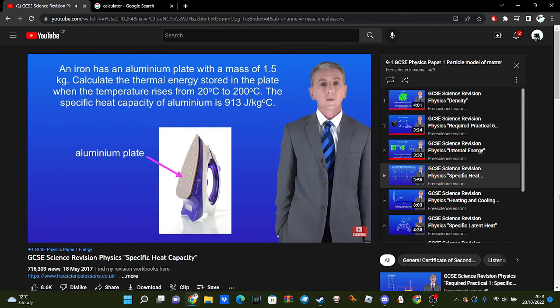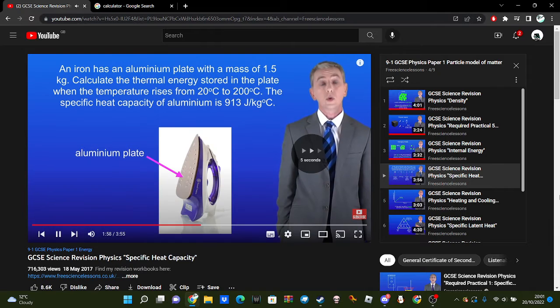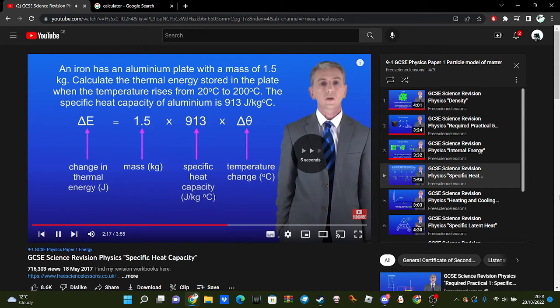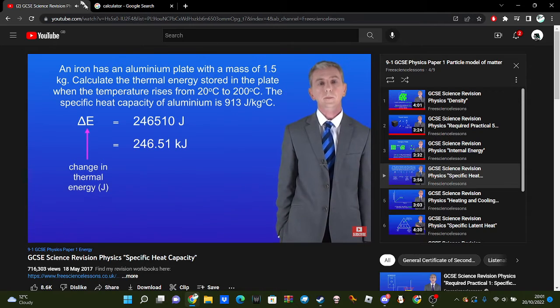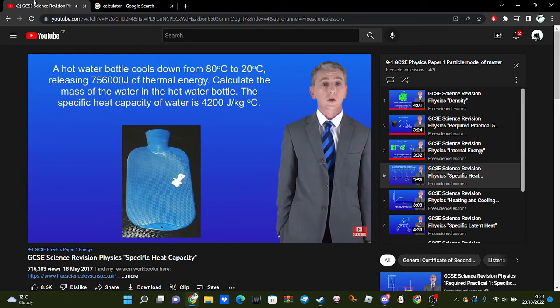An aluminium plate has a mass of 1.5 kilograms. Calculate the energy required to heat it. The specific heat capacity is 913 joules per kilogram per degree Celsius. Here's a final question for you to try.